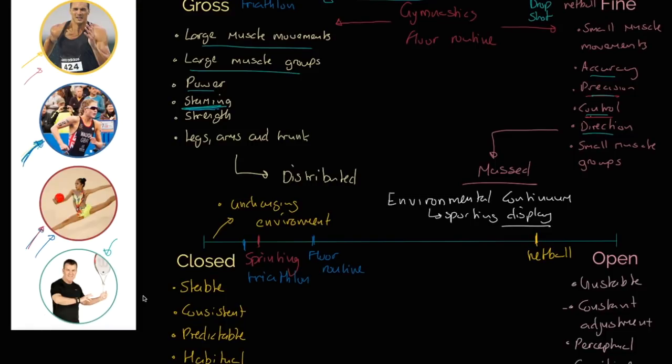Tennis is a really fascinating one. Tennis is relatively open, but if we were to look at something like a tennis serve, it would be closed because it's a stable environment, unless your opponent's really moving about down the other end, for example, or there's very strong wind. So tennis is really an open environment because where you strike the ball from and how you strike it is very much dictated on how the ball is hit back to you. So therefore, it's a changing, unstable, constant adjustment, perceptual skill.